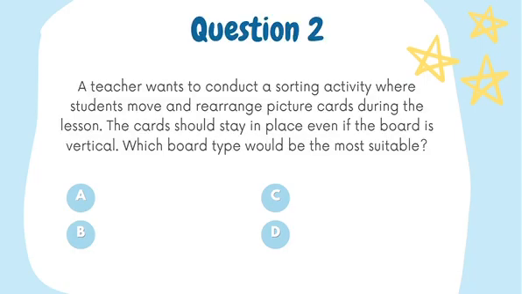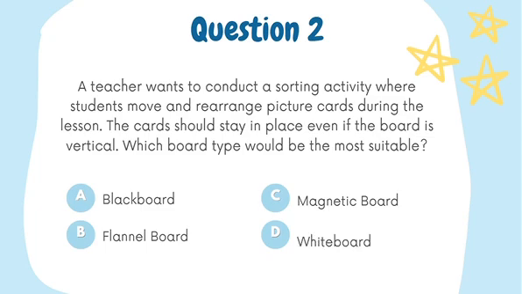Question 2. A teacher wants to conduct a sorting activity where students move and rearrange picture cards during the lesson. The cards should stay in place even if the board is vertical. Which board type would be the most suitable? Blackboard, flannel board, magnetic board, whiteboard. Find your answer. The answer is magnetic boards.